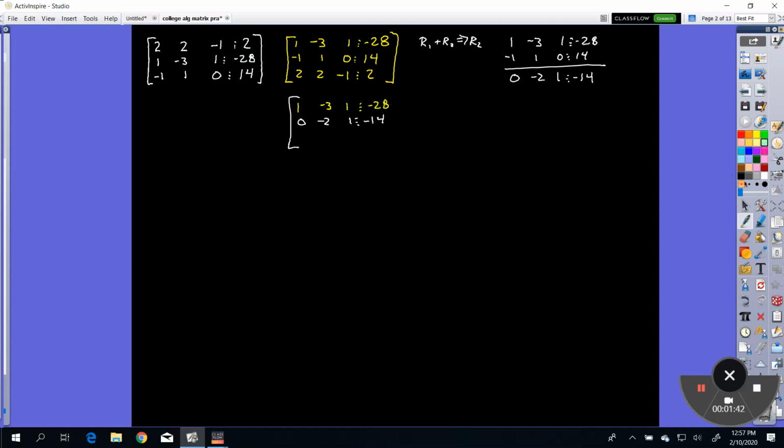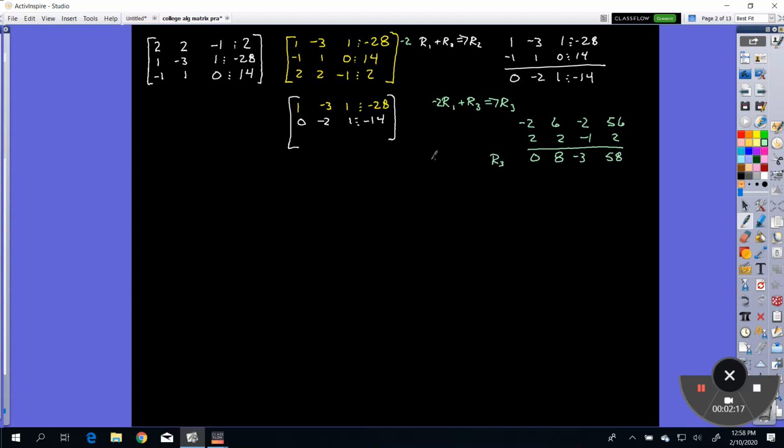So now I need to get at row 3, so I'm going to go negative 2 times row 1 plus row 3 to make a new row 3. If you want to think of it this way, negative 2 there. So that's going to make negative 2, 6, negative 2, positive 56. And 2, 2, negative 1, 2. So when you add those together, you get 0, 8, negative 3, 58. So that's my new row 3.